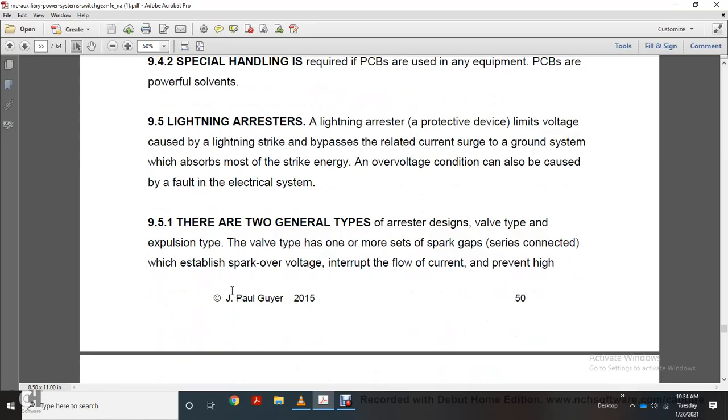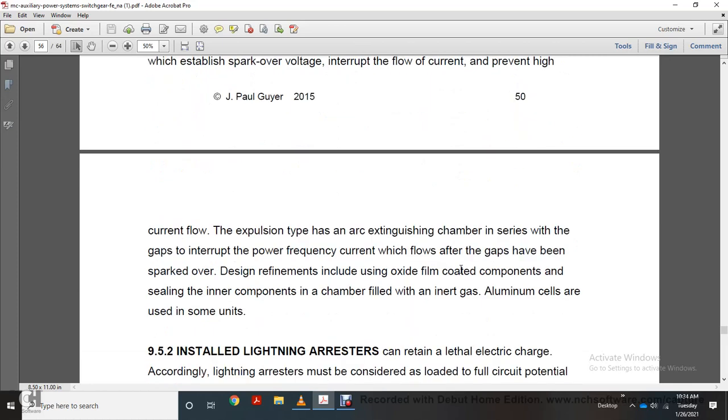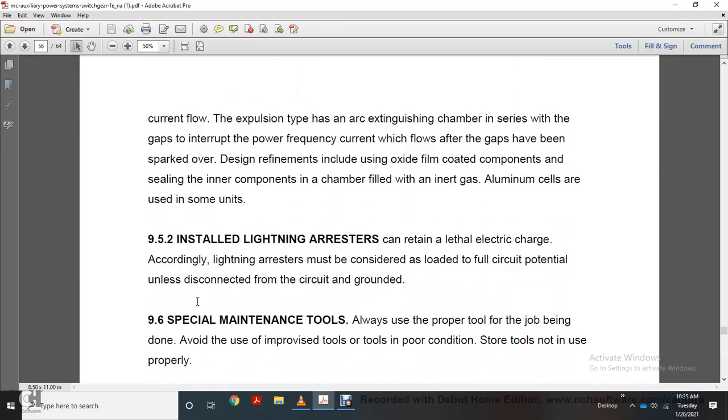The valve type has one or more sets of spark gaps connected in series with an established spark-over voltage, which interrupt the current flow, preventing high current flow. The explosion type has an arc extinguishing chamber in series with the gaps to interrupt the power frequency current which flows after the gaps have sparked over. Design refinements include using oxide film components and anti-sealing inner components with a chamber filled with inert gas. Aluminum cells are sometimes used.